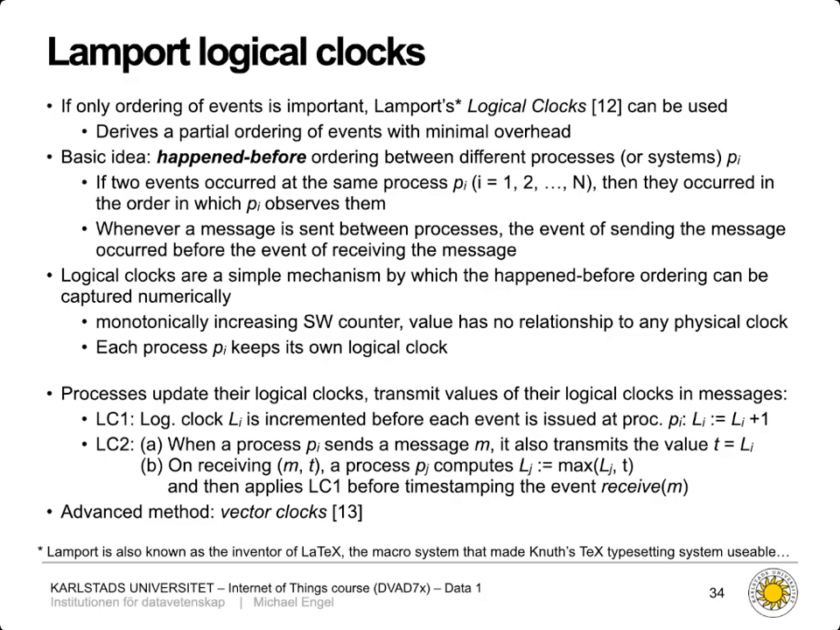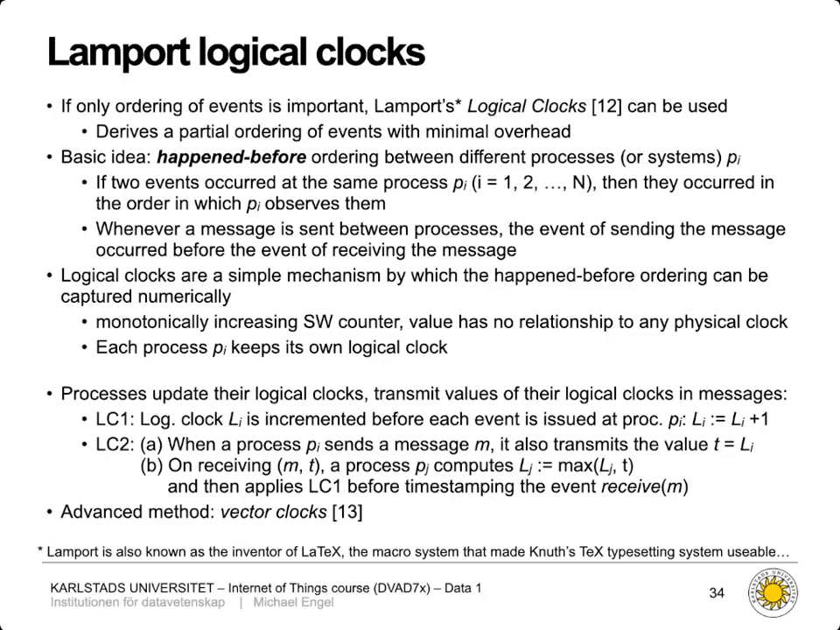And we always know that the event of sending a message has to occur before the event of receiving the message on the other end, because it takes time to send a message and it cannot go back in time. And logical clocks are now a simple mechanism which make use of this happen-before ordering and of this knowledge on a local machine and on the ordering when we send messages. And that is something we can capture numerically by something very simple.